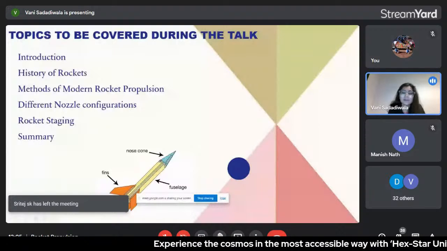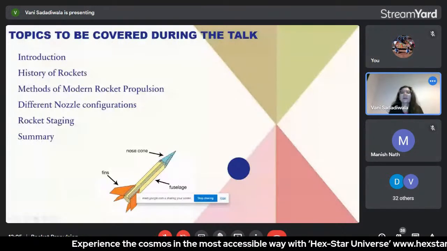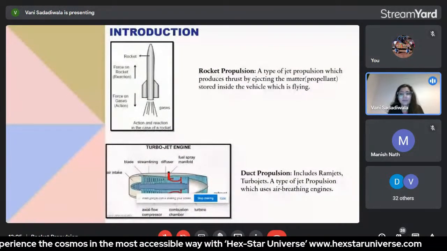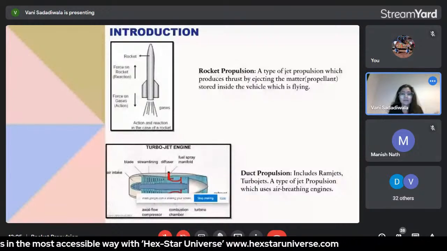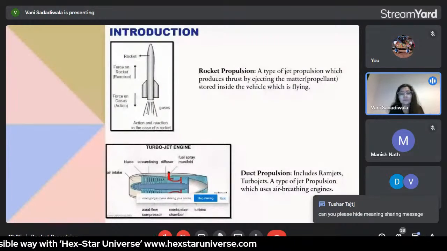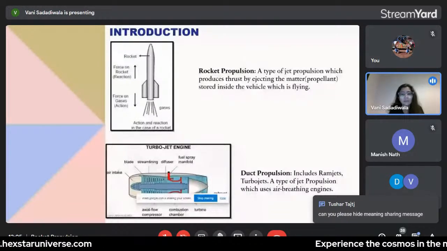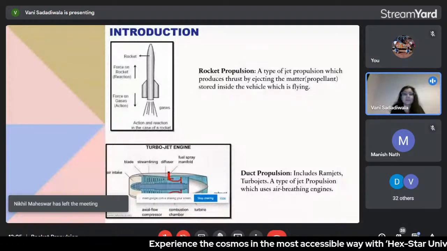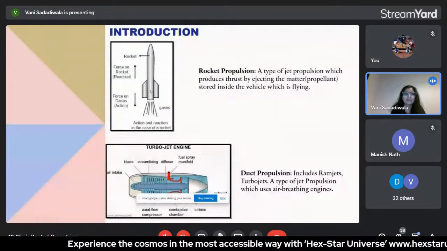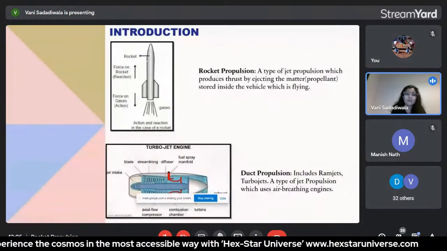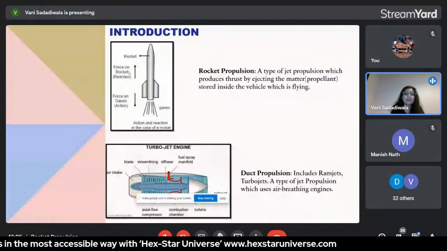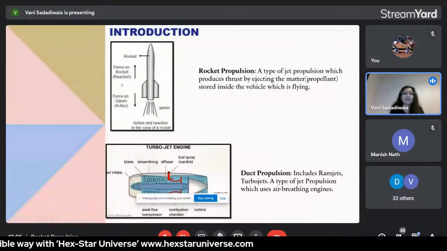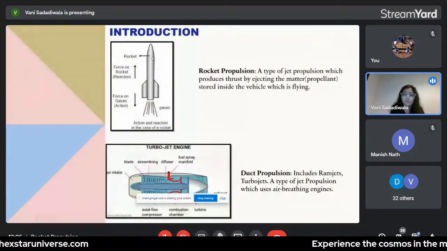So you must be wondering, what is rocket propulsion? It is basically a type of jet propulsion which produces thrust by ejecting matter, or you can say propellant, which is stored inside the vehicle which is to be flown. For example, consider the rocket shown in this picture. It includes two types of forces, that is forces on gas and forces on rocket. This is based on Newton's third law of motion.